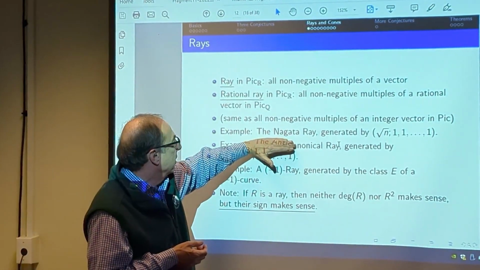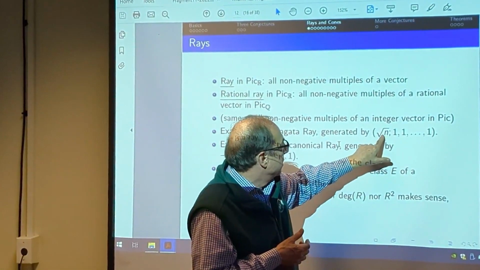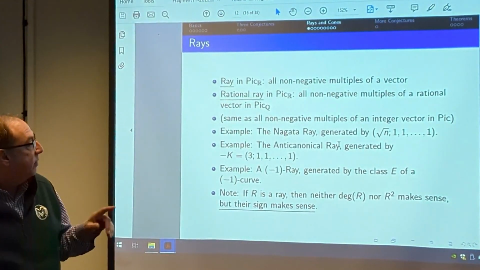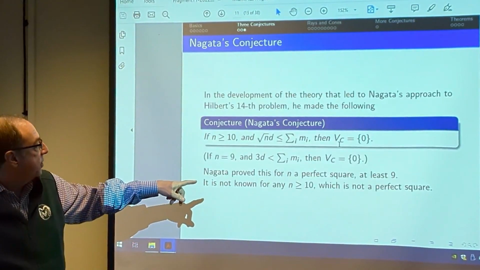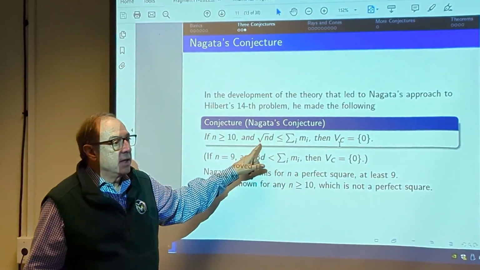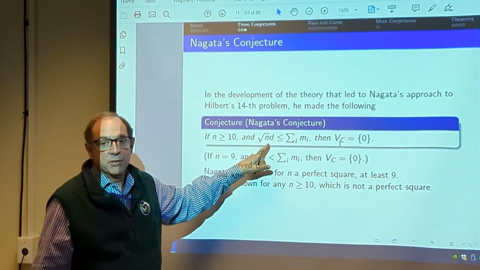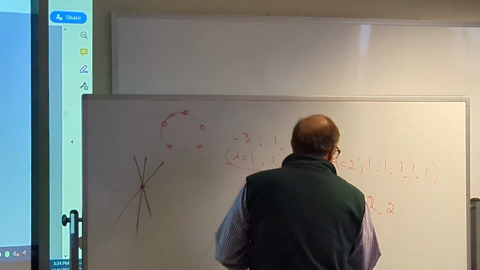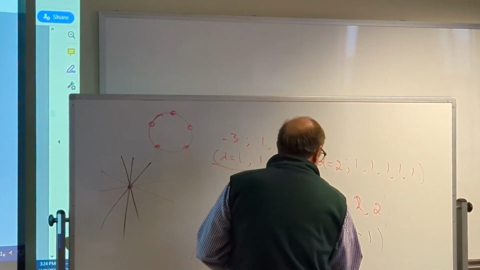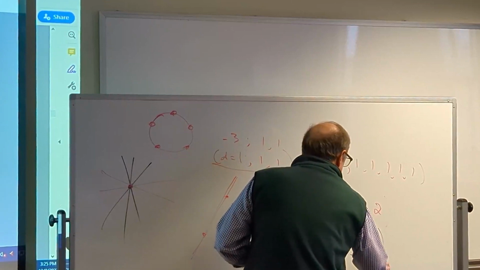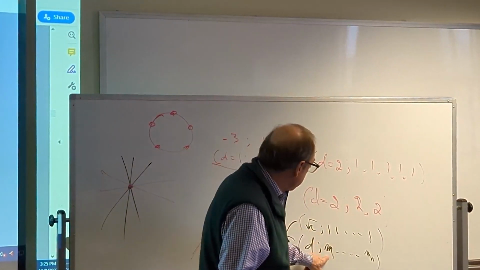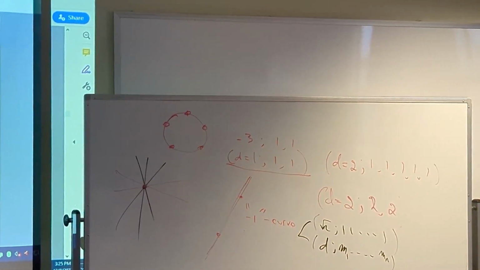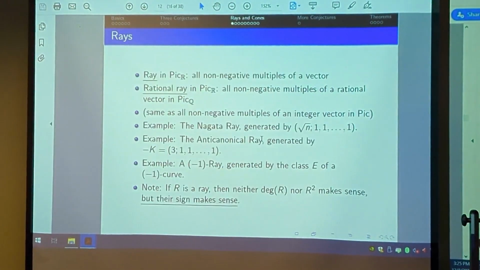And so you can look at the Nagata ray, which is square root of n and all ones. The reason why this is interesting is because intersecting with the Nagata ray is exactly Nagata's conjecture. If you have d and the multiplicities n1, n2, and so on, when I intersect these two, I get d times the square root of n minus n1 minus n2, and so on. And so the hypothesis of Nagata's conjecture exactly says the intersection with the Nagata ray is negative.